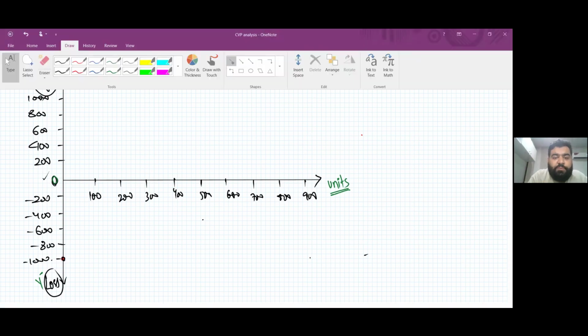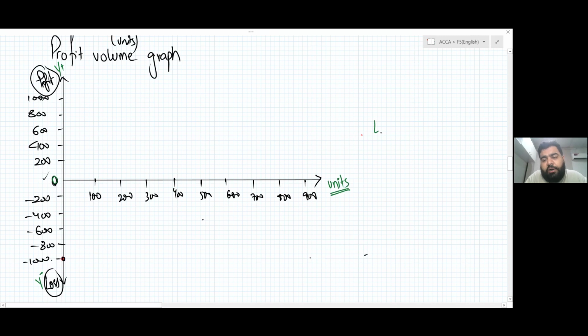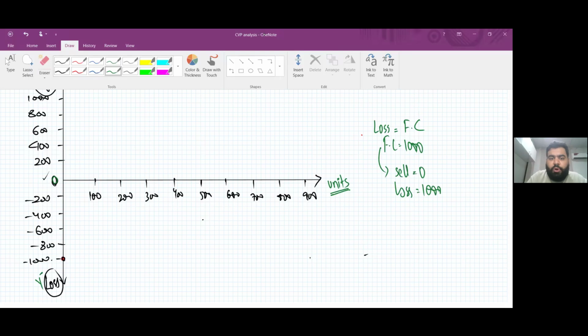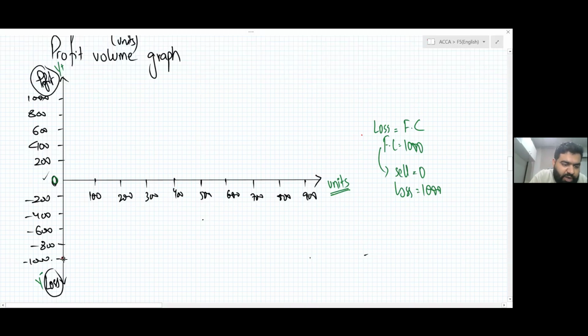At the start of the lecture I told you that when you sell nothing, your loss is equal to the fixed cost of the business. For example, a business has a fixed cost of 1000, and that business sells nothing. So obviously the loss at that point will be 1000, because loss is equal to the fixed cost at the zero point. So this is the point. If you see, I have made this point at 1000, the maximum loss that the business will be facing when it sells nothing.